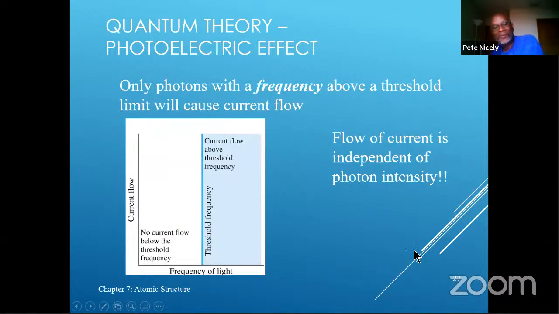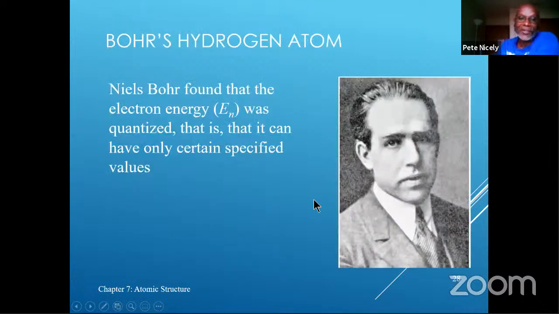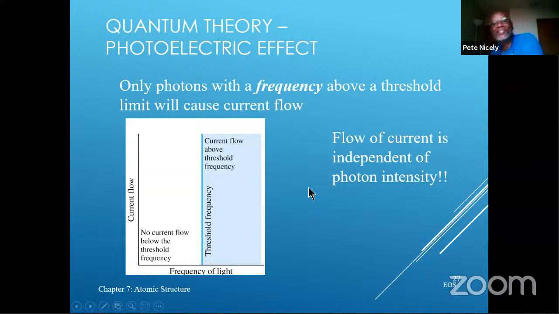all right? So the important takeaway from this experiment is that only photons with frequency above a threshold will cause a current flow, and the flow of current is not dependent on the photon intensity, which talks about the number of photons present, or correspondingly the intensity of the radiation, the light, all right? So that gives some credence to the notion that radiation behaves not only as a waveform, but also as a stream of particles known as photons.